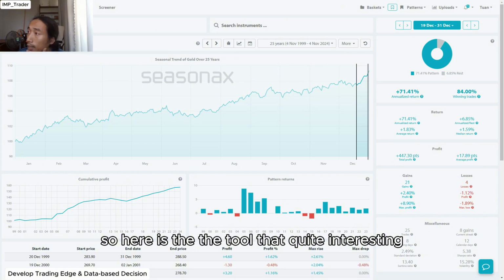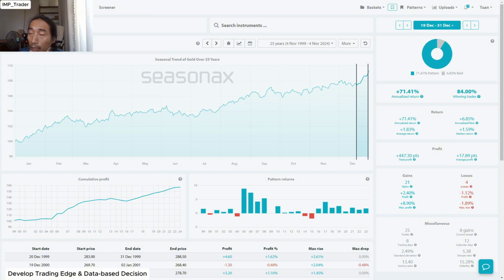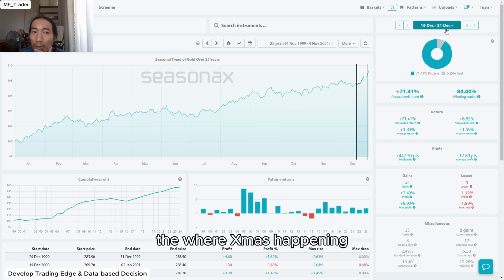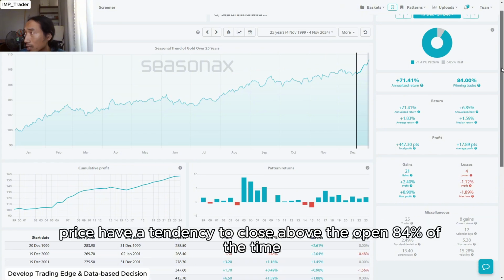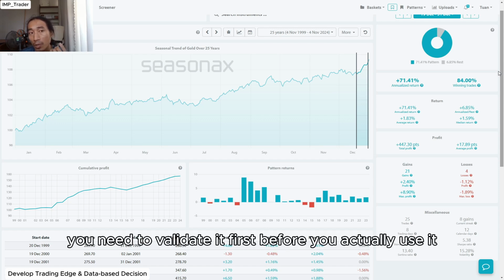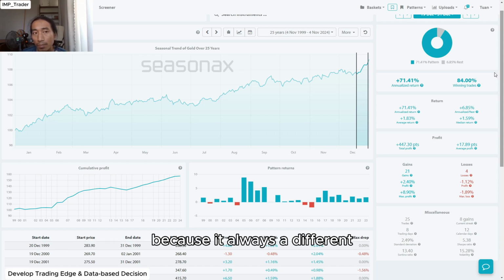So here is a tool that is quite interesting. I want to show you that from 19 December to 31 December, where Christmas happens, from the open price, price usually has a tendency to close above the open 84% of the time. So like I mentioned earlier, when you see some kind of high probability edge, you need to validate it first before you actually use it, because there are always different calculations between data sources.